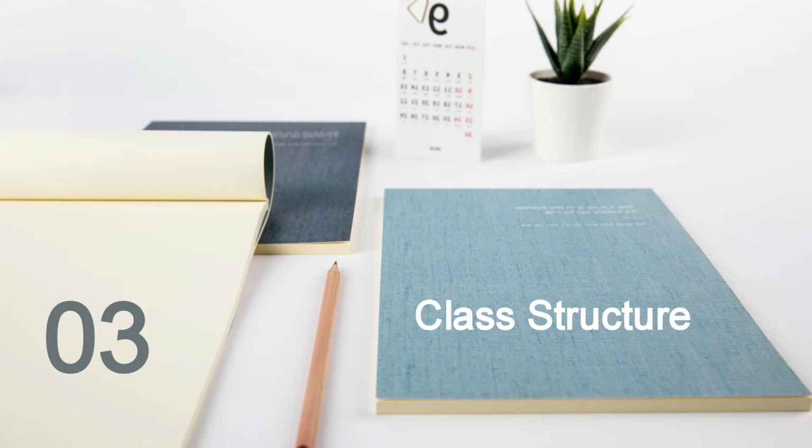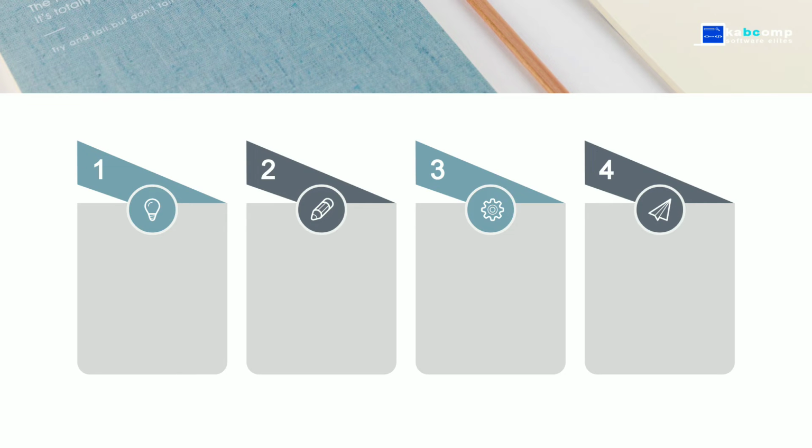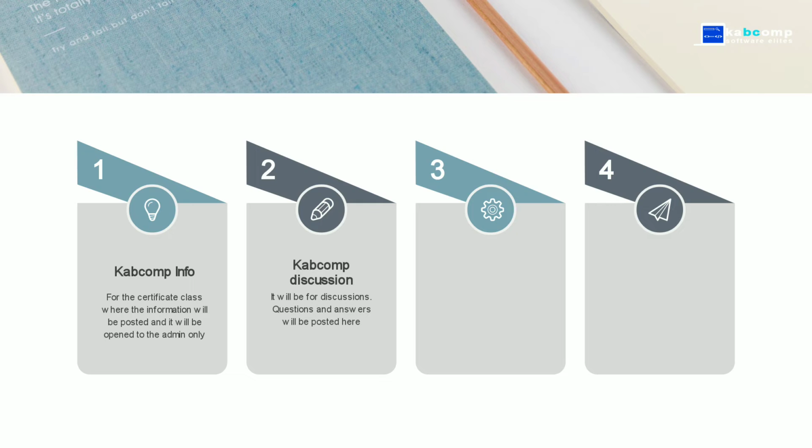Okay, we're also going to look at the structure of the class, how the class is being structured. First of all, we are interested in the groups that we are going to use for the class. First of all, we have KabComp Info. The KabComp Info is going to be the page for you to receive the information we are giving out, so that nobody disturbs it. And then we have the KabComp Discussion group, and this is going to be for discussions only. If you have questions, you ask them, and we can get answers for you.